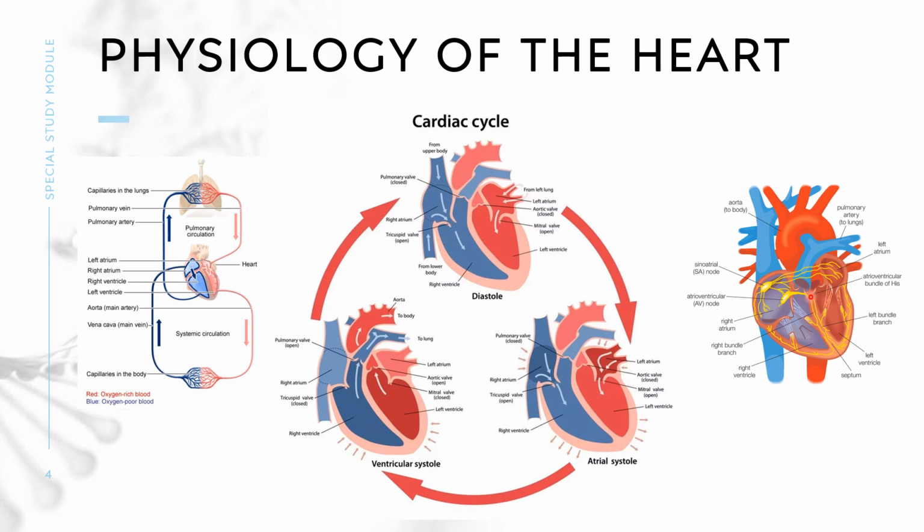From the AV node, the impulse then passes through the bundle of His. This bundle of His will then divide into the left and the right branch to carry the impulse to the right and the left ventricle. In each ventricle, there is a Purkinje fiber. When the impulse passes here, it will cause the ventricles to contract. Thus, it will cause blood to be pushed out from the heart.